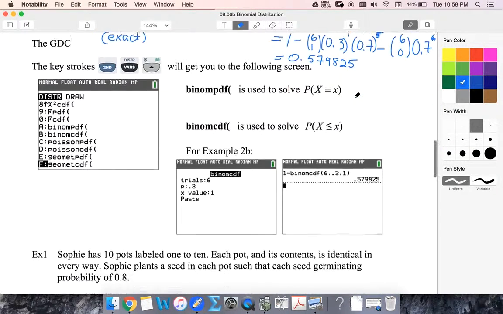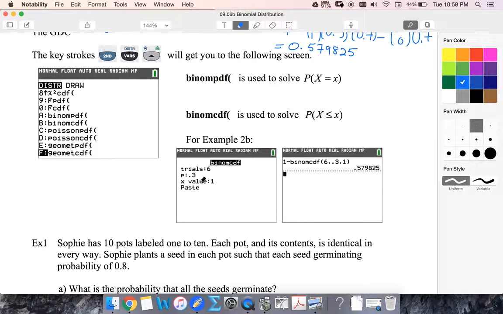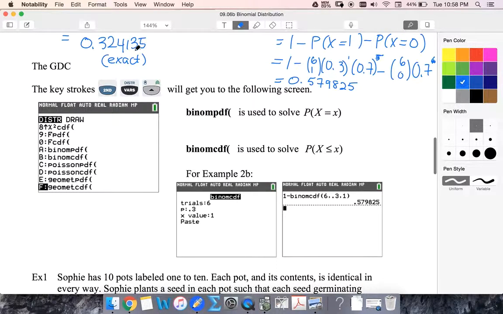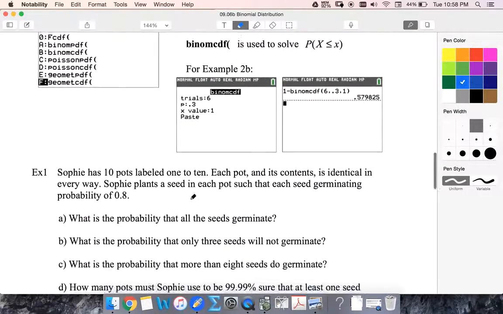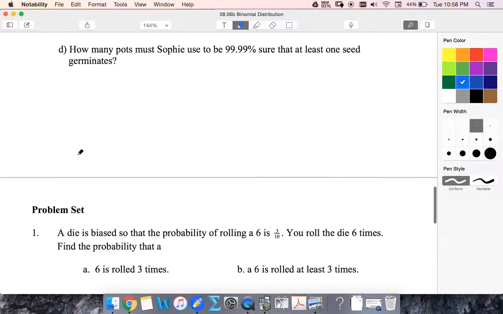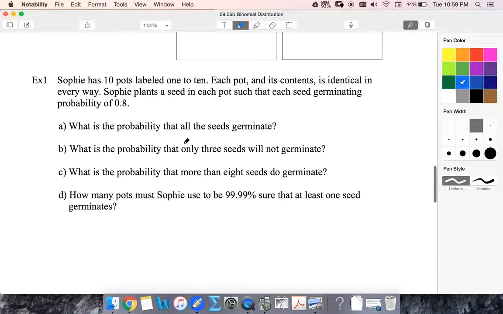So here are the inputs. When we have CDF, we have 0.3. Our x value is 1 because less than or equal to x would be 1. So please type those in your calculators. Confirm that you get the same answers as I got, and you should. All right. And then I'll be back with this last example.